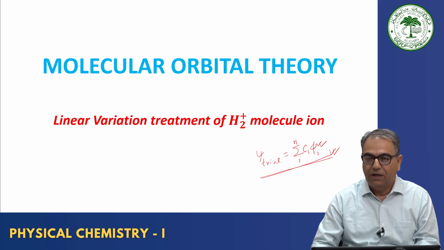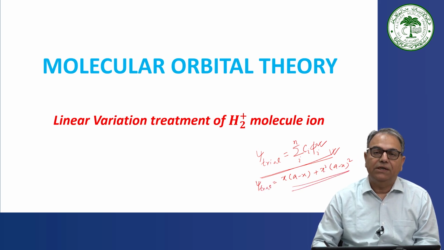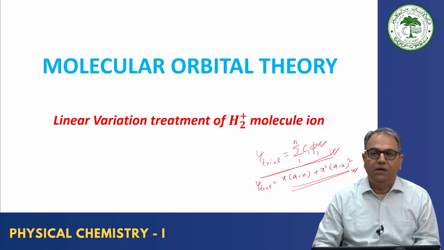And what we did last time, if I remember correctly, was that we took the function x(a - x) + x^2(a - x)^2 as the psi trial function for the particle in a one-dimensional box, and we calculated the eigenvalue corresponding to this trial function, and we found that this trial function gives you an energy which is very close to the ground state energy which we obtain by applying the Schrodinger wave equation to the particle in a one-dimensional box.